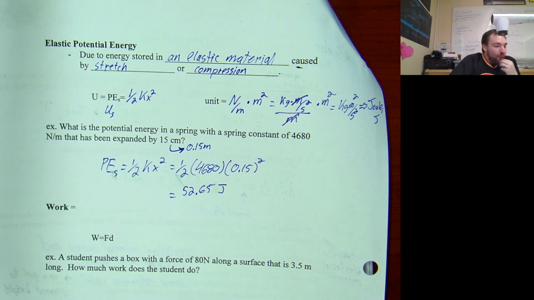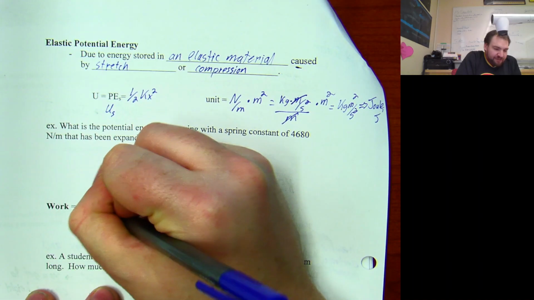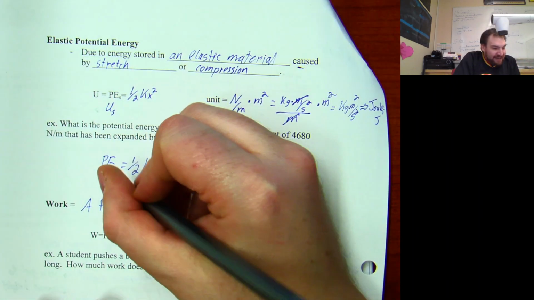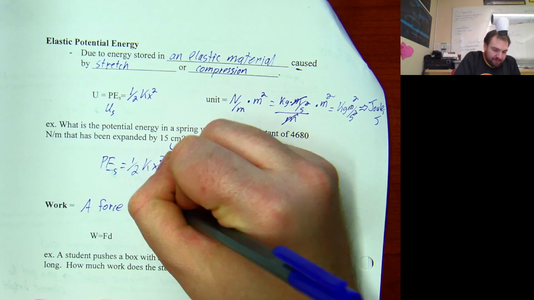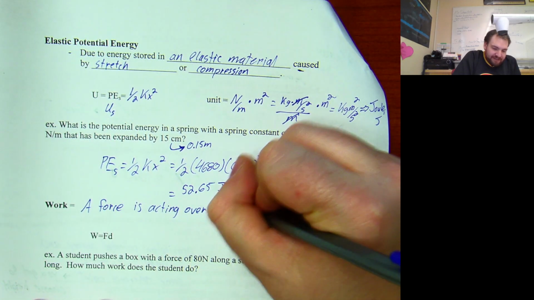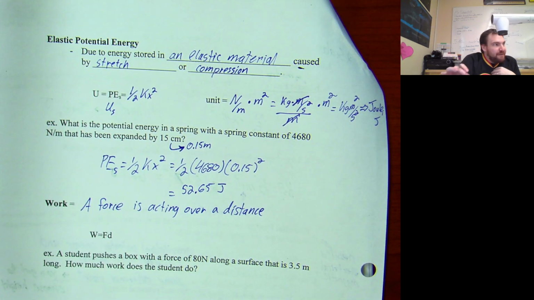Work. The definition of work, there's a few definitions we're going to give you. The first one is this. Work is done if a force is able to or is acting over a distance. That is the physics definition of doing work.